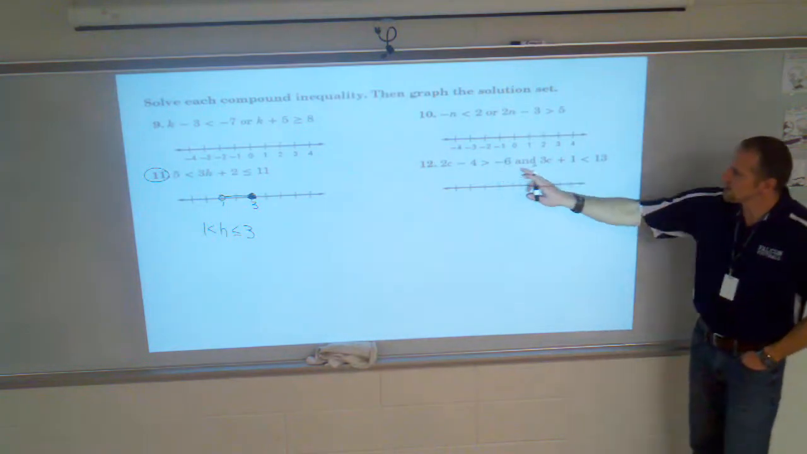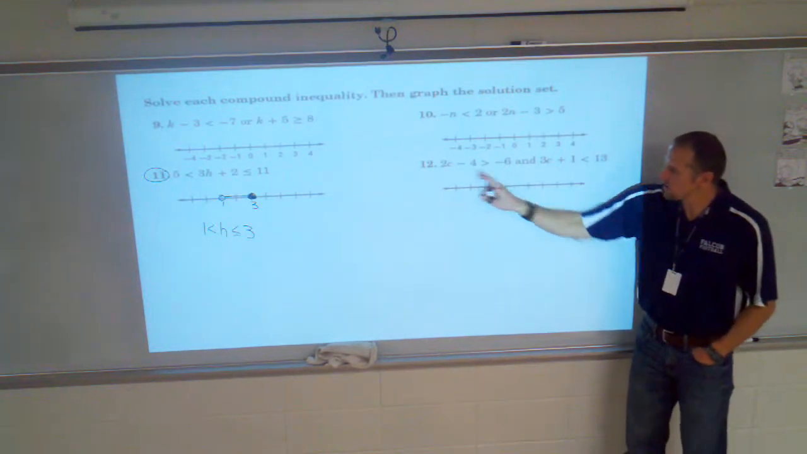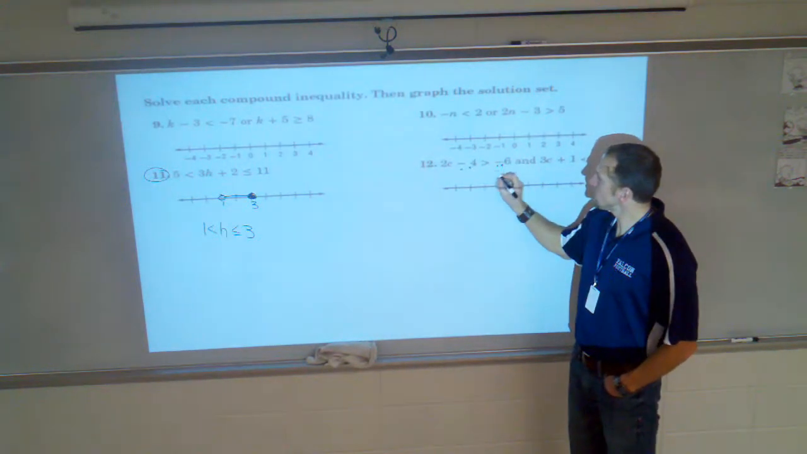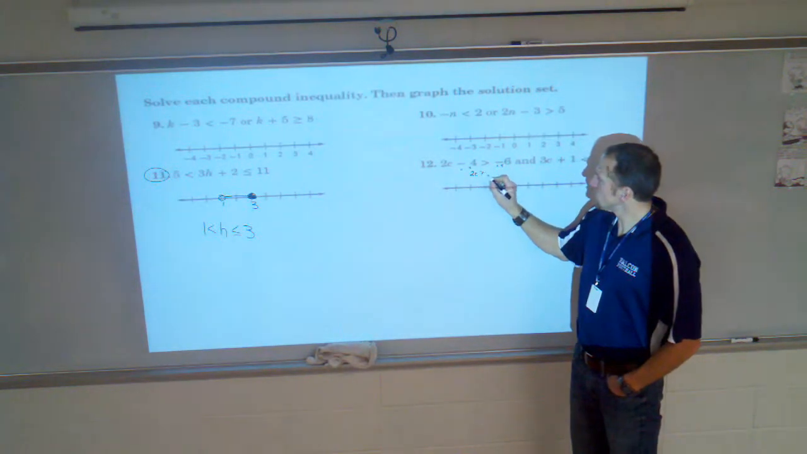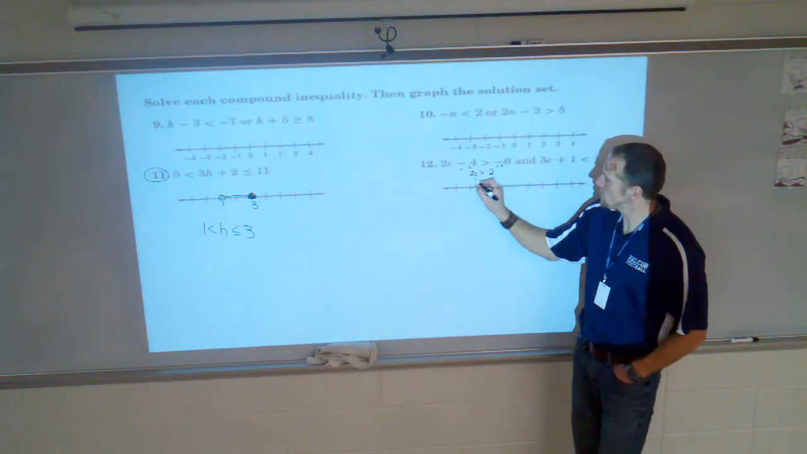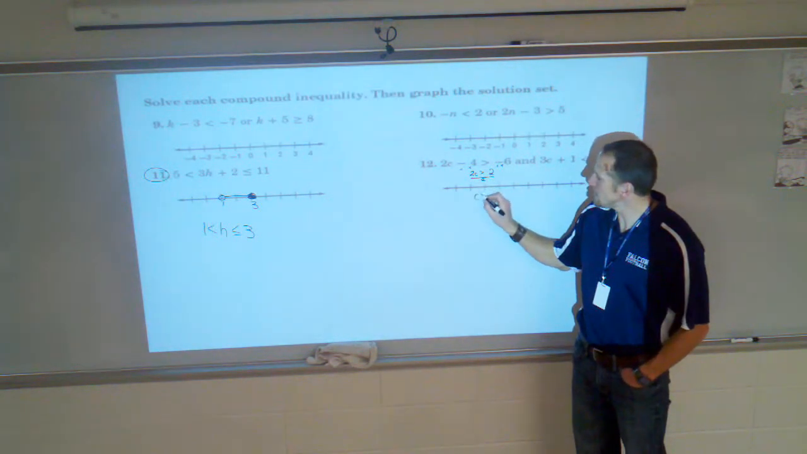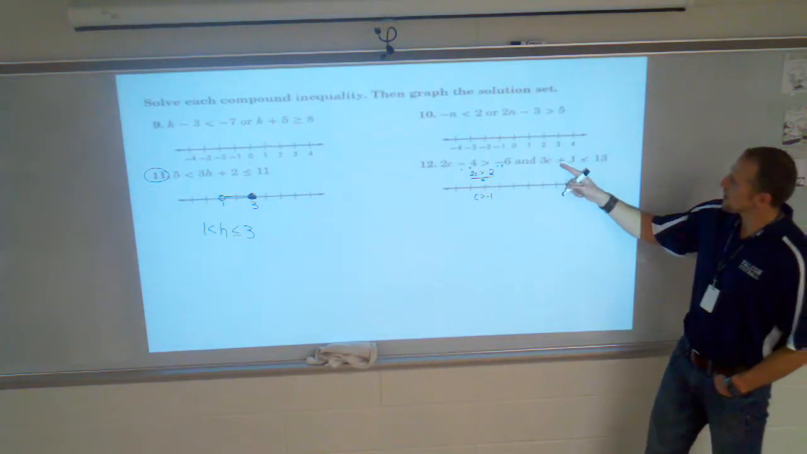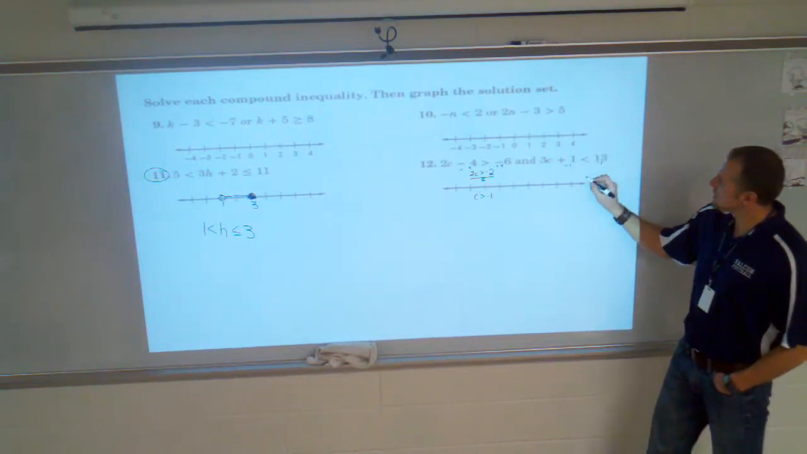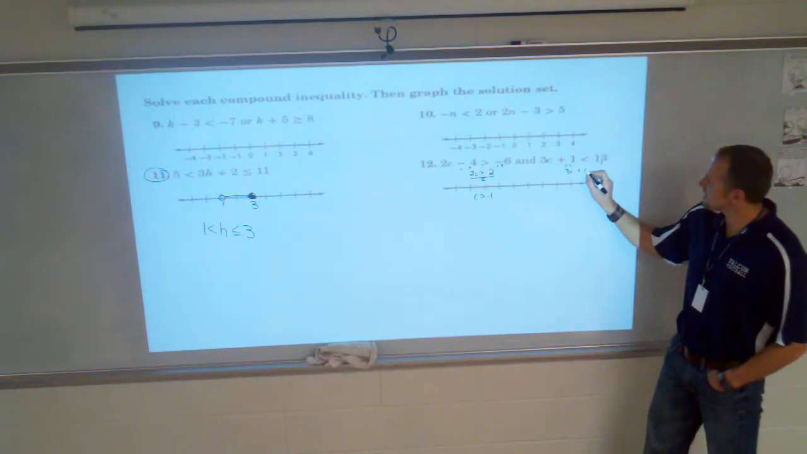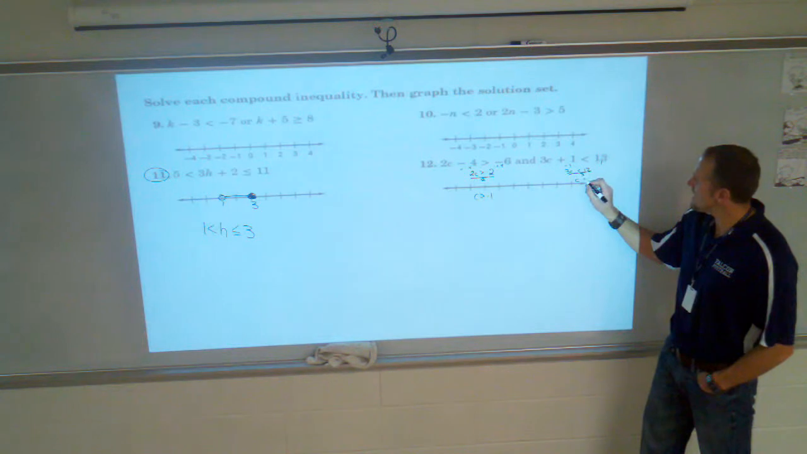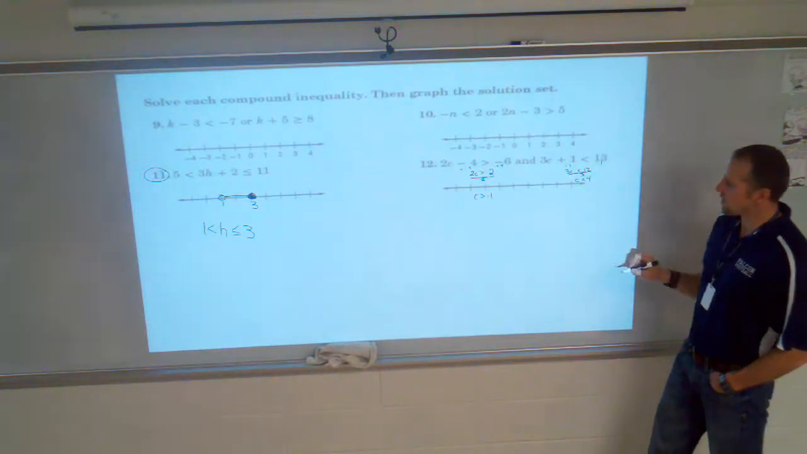This time, it's written a little bit different. It's split up for us. So, I'm going to add 4 to both sides. 2c is greater than negative 2. Divide by 2. c is greater than negative 1. Subtract 1. 3c is less than 12. Divide by 3. c is less than 4.